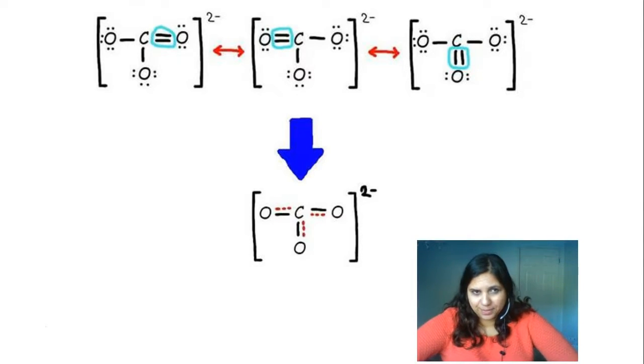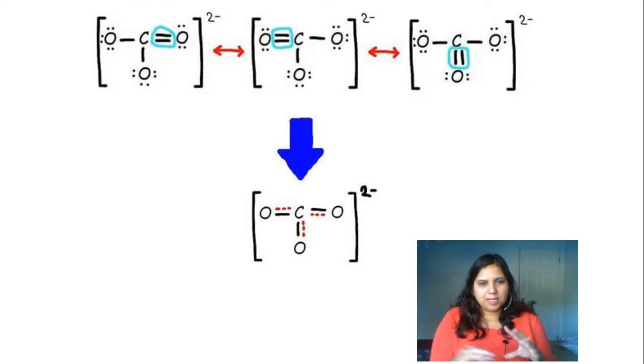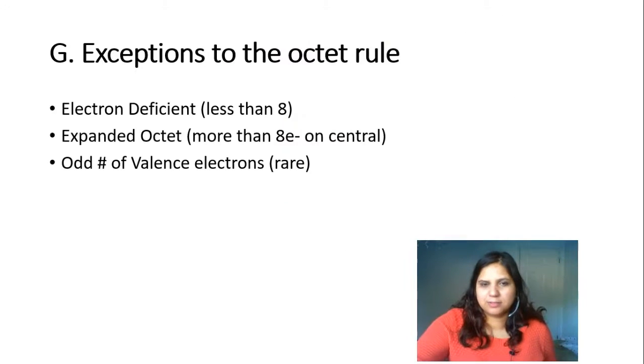Sometimes books will draw it this way, where you have a dashed line that shows that this is resonating. But we're not going to do that. You're going to stick with this one. So don't draw that bottom one.